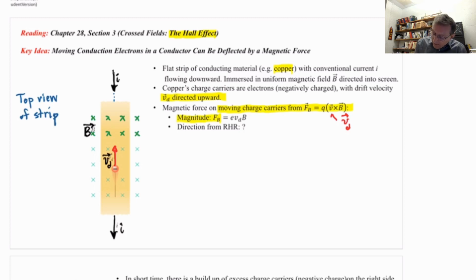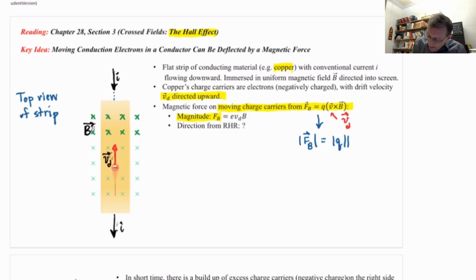For that, you need to remember what we learned about vector products. If I want the magnitude of a vector product, in this case F_B, it would be the magnitude of Q, because technically the Q is negative, times the magnitude of the drift velocity, v_d, times the magnitude of the magnetic field, times the sine of the angle, what angle? Between the drift velocity and B. Do you see what that angle phi is in this case? Can you tell from the picture on the left?